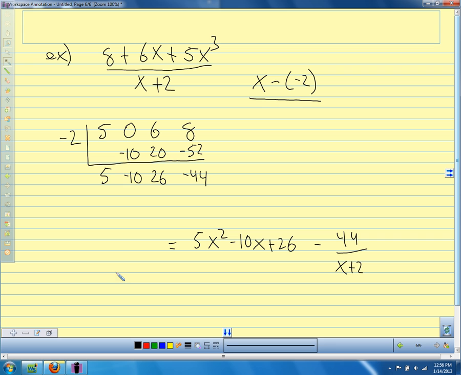All right. Tomorrow we will do a little bit more with synthetic division and we'll talk about what synthetic division can tell us about functions. That is really the reason we're doing synthetic division.